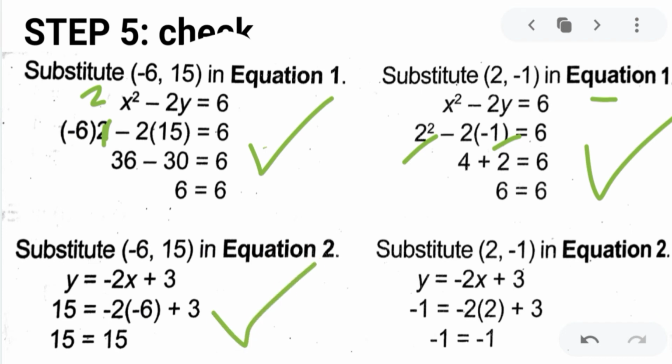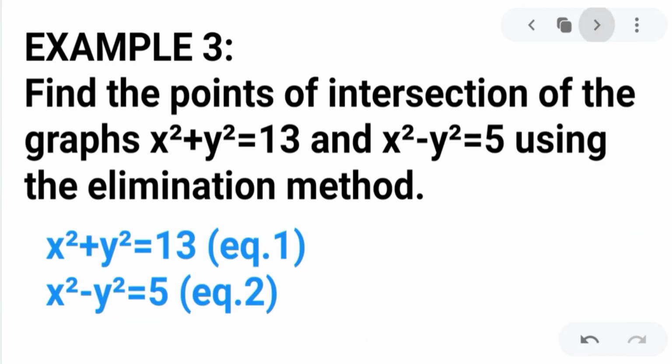Next, we have to substitute the second set of values, 2 and -1, in equation 2 as well. So that is y = -2x + 3. The value of your y is -1, equals -2 times the value of your x, which is 2, plus 3. Then -2 times 2 is -4, plus 3, that is -1. So here, we have a true equation.